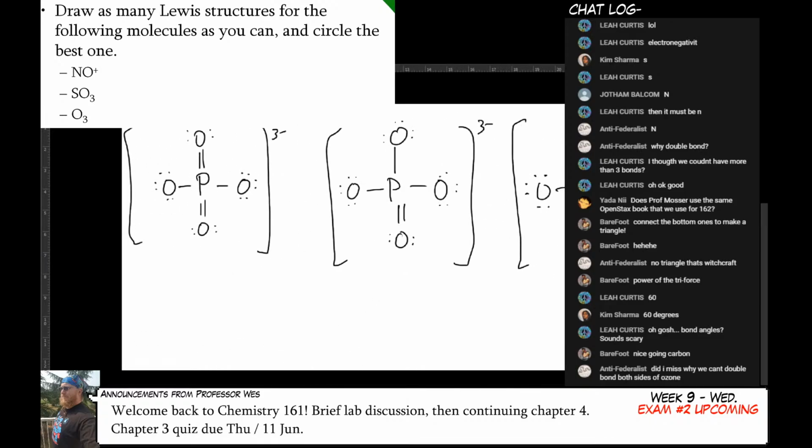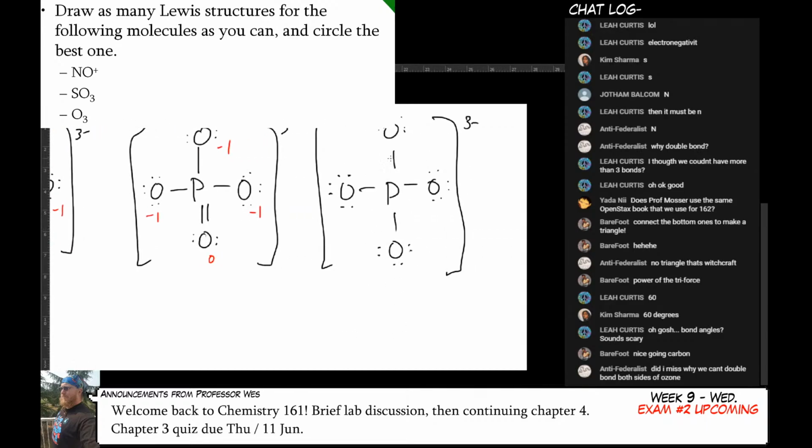Alright, so I'm going to do formal charges on these. Anytime we have a double bond with oxygen, its formal charge is going to be 0. So here's a bunch of zeros here. Anytime I have an oxygen with a single bond, it's going to be -1, because these are all just the same calculation over and over.